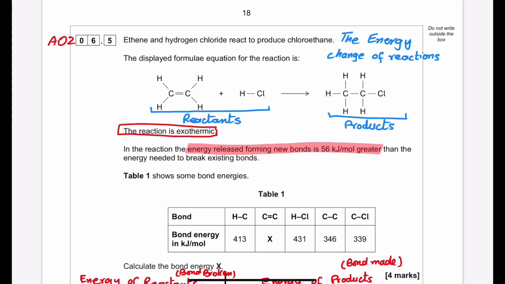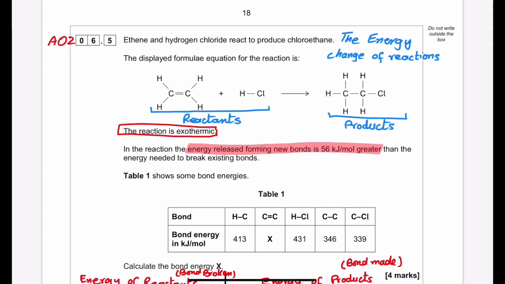In the reaction, the energy released from the new bond is 56 kilojoules per mole greater than the energy needed to break the existing bond. In table number 1, the bond energies are present. Calculate the bond energy X. And this X is actually present here in the reactant side. So if we know the energies of the reactants and we know the energy of the products, then we can find the energy which is present between the carbon-carbon atoms.